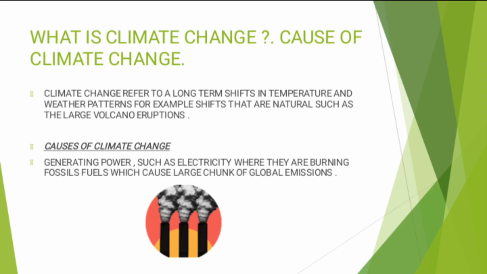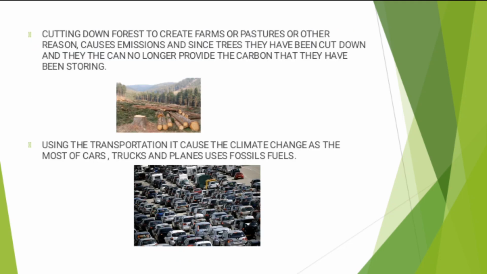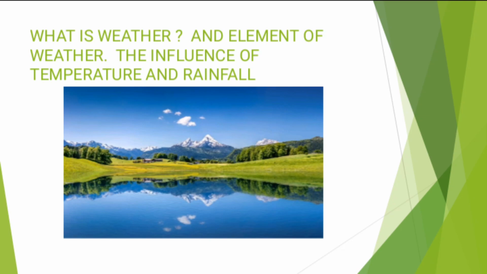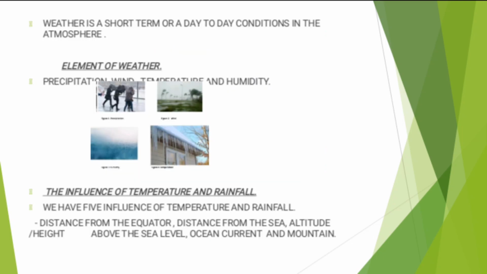The causes of climate change: generating power, such as electricity, where they are burning fossil fuels, which causes a large chunk of global emissions. The cutting down of forests to create farms or pastures or for other reasons causes emissions, since the trees that have been cut down can no longer provide the carbon that they have been storing. Using transportation causes climate change, as most cars, trucks and planes use fossil fuel. Moving forward to what is weather, the elements of weather and the influence of temperature and rainfall.